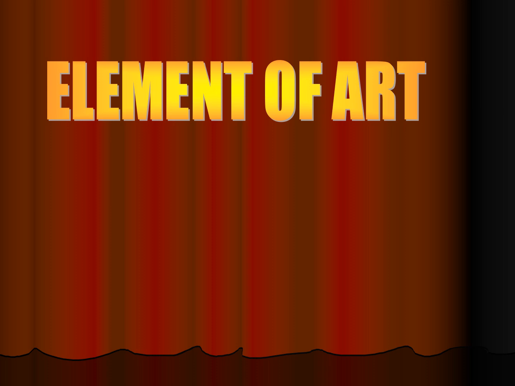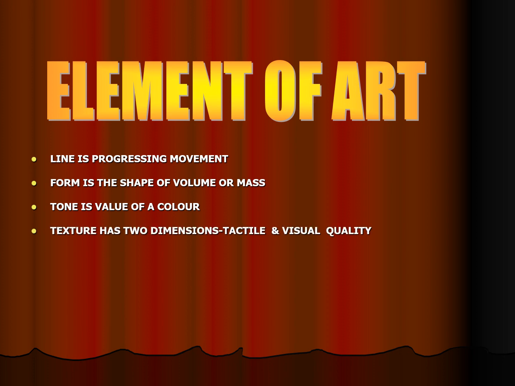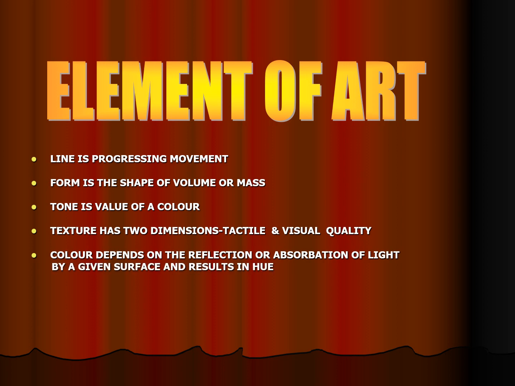Students, we're going to discuss the elements of art elaborately. The line. Line is a progressive movement. Form. Form is the shape of volume or mass. Tone. Tone is the value of a color. Texture. Texture has two dimensions, that is tactile and visual.